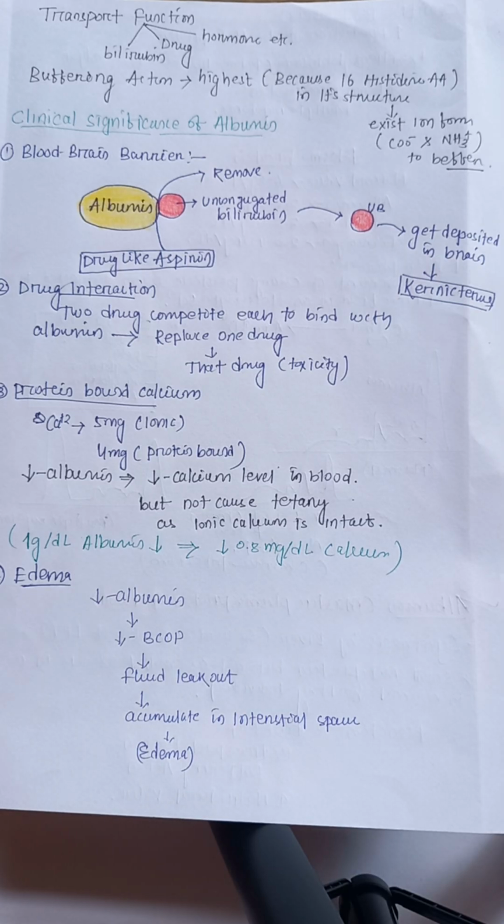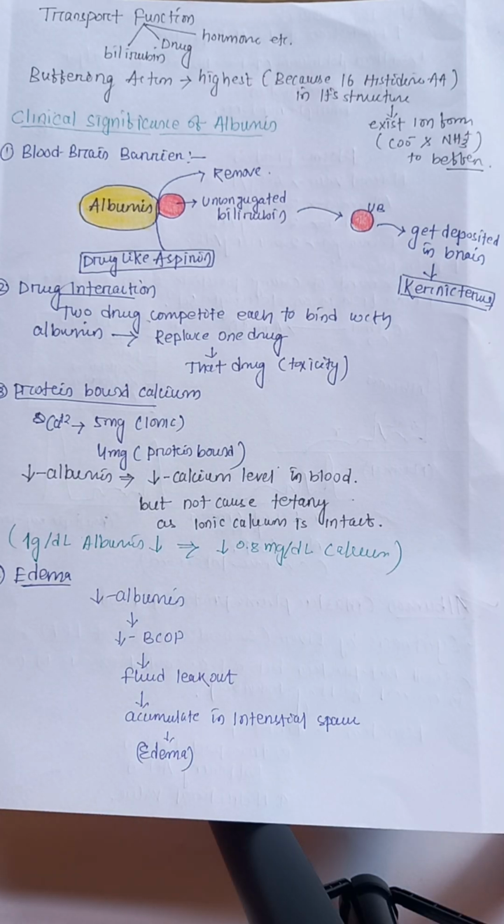Aspirin is one of the acidic drugs, and albumin is a basic protein. So what happens? Aspirin tries to bind with albumin and displaces the bilirubin. That bilirubin gets displaced from there, and if it's unconjugated, it has the power to cross the blood-brain barrier and get deposited in the brain and muscle-like tissues, and causes cardiac arrest.